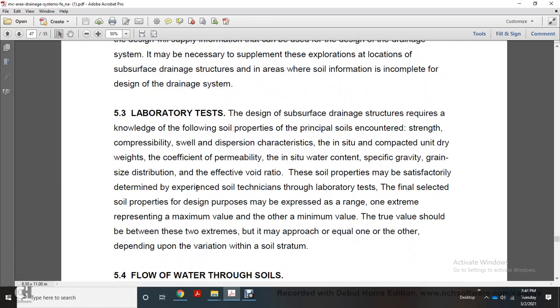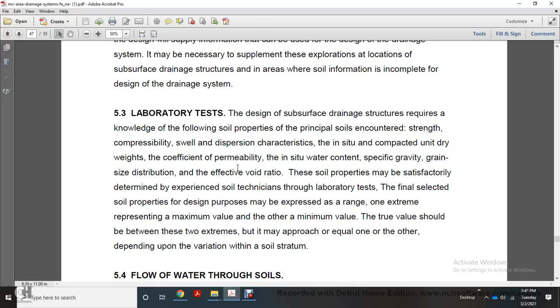Laboratory tests. Designing a subsurface drainage structure requires knowledge of the following soil properties: strength, compressibility, swell and dispersive characteristics, suitable compacted unit dry weights, and effective permeability. Also, specific gravity, grain size distribution, and effective void ratio. These soil properties may be determined satisfactorily, depending on experience, through laboratory tests.